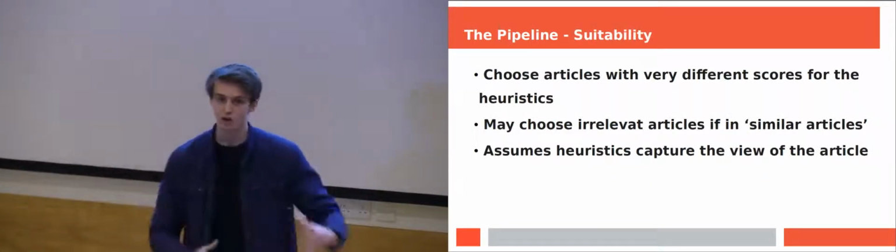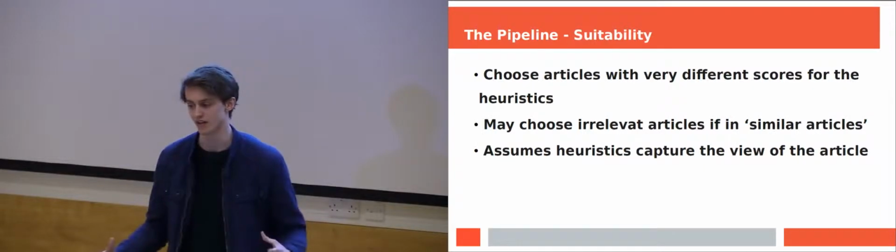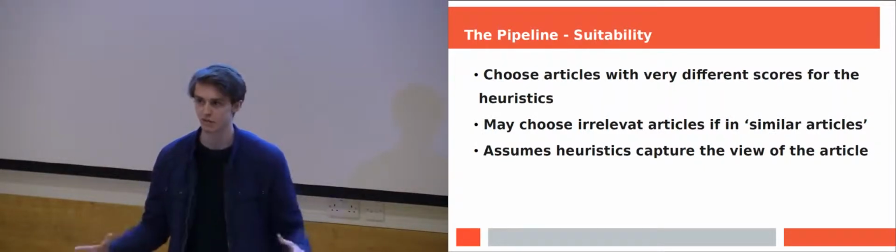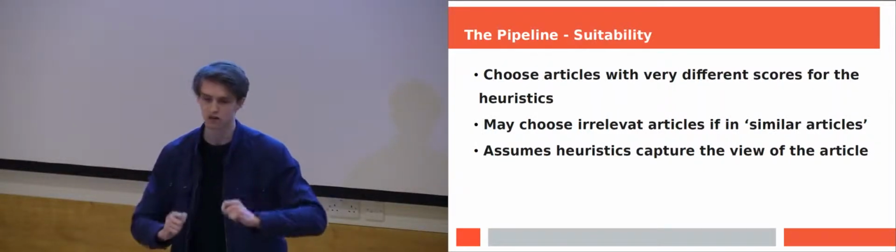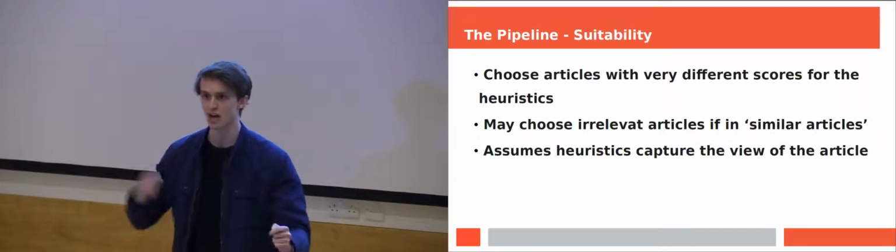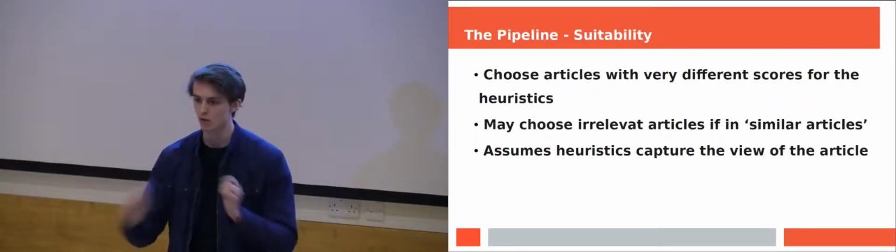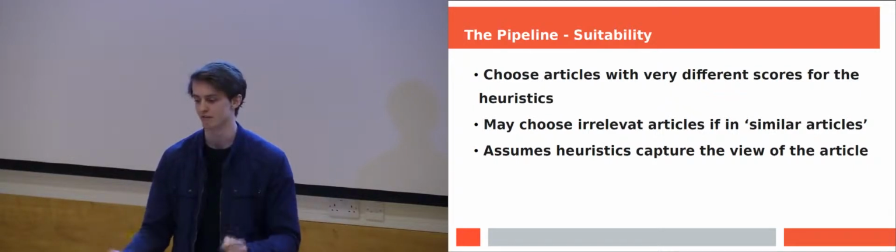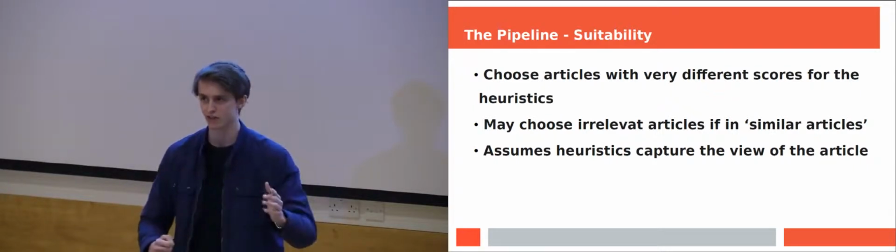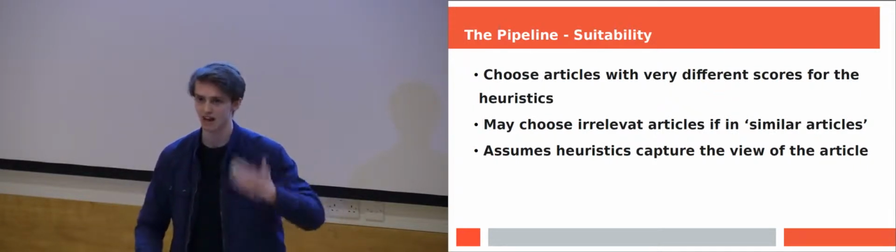Once we know what the views are of these articles, we need to see if they're opposing. And so to do that, we have this suitability calculator. This is going to look at the scores of the heuristics on the initial article and each of the similar articles and work out what the difference between them is, the absolute difference. We're going to average out the differences for each of the articles and return the 3 with the highest average difference.